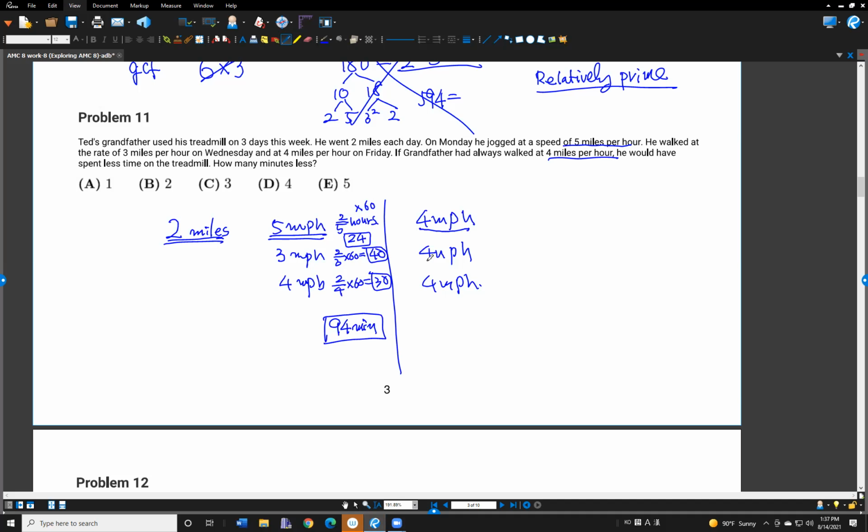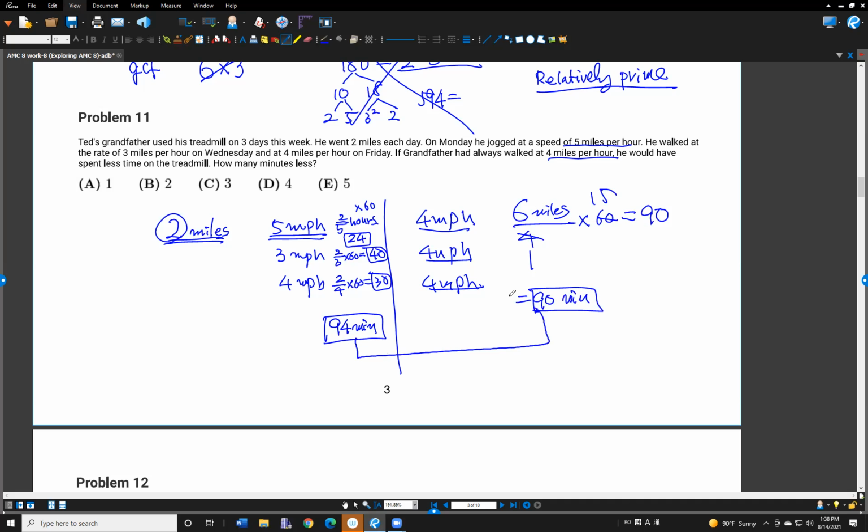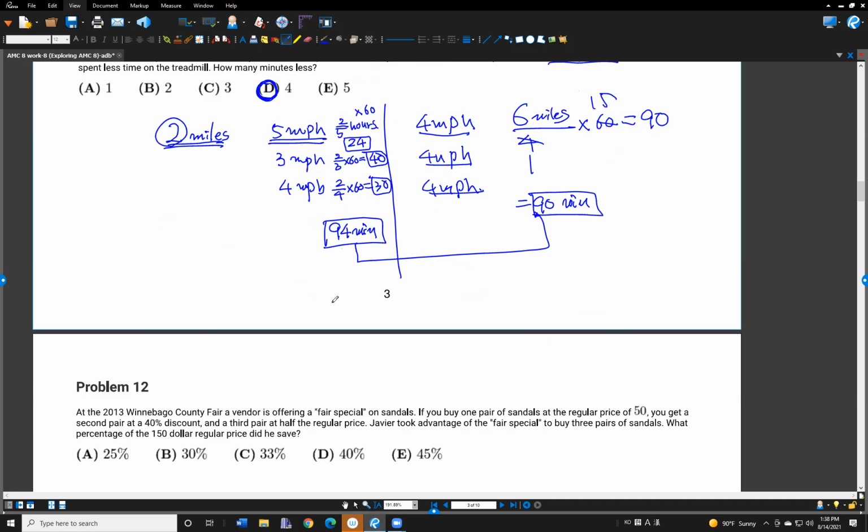But every day at 4 miles per hour, the total is 6 miles, right? 6 miles total, speed is the same, 4 miles per hour, times 60. It will take 90 minutes. How much less? The difference. Number 4 is the answer, okay? I did it because this is not hard, okay?